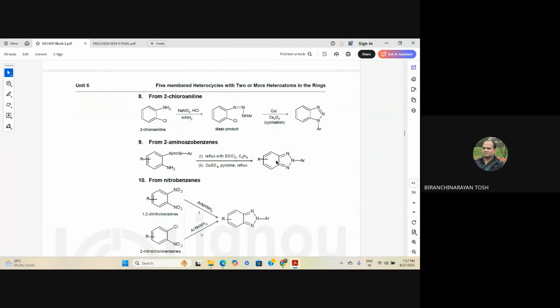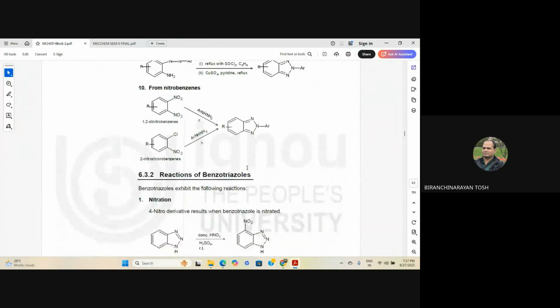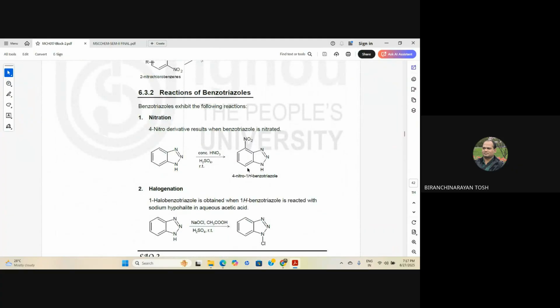There are some other reactions from 2-chloroaniline, from 2-amino azobenzene, from nitrobenzene. So by different routes, you can see benzotriazole can be prepared. Regarding the reactions, it exhibits nitration, halogenation, then phenyl isocyanate, it also reacts, amination, sulfonation, alkylation.